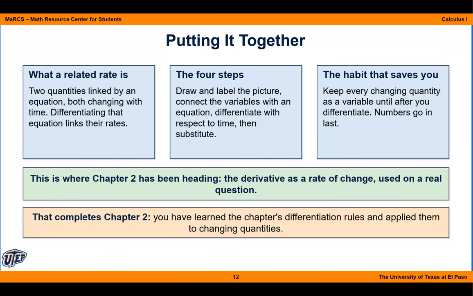The sign of a rate also matters. A positive rate means the quantity is increasing, while a negative rate means it is decreasing. This completes chapter 2. We have developed the differentiation rules and applied derivatives to quantities changing in real time.